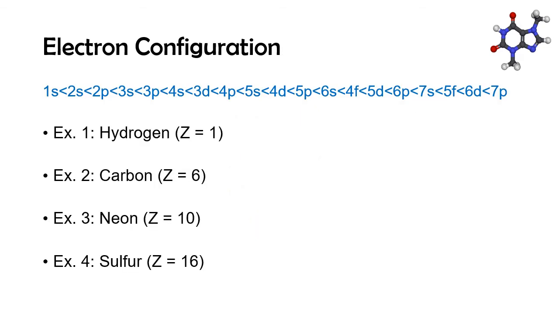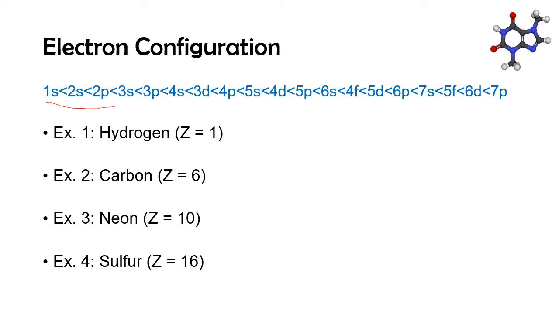Let's do a simple application of the Aufbau principle with the elements hydrogen, carbon, neon, and sulfur. Remember that the maximum number of electrons the s orbital can have is 2, the p orbital can have 6, the d orbital 10, and the f orbital 14. So we simply distribute the number of electrons in each atom into these orbitals at each energy level, taking into consideration the sequence and maximum number of electrons each orbital can hold.